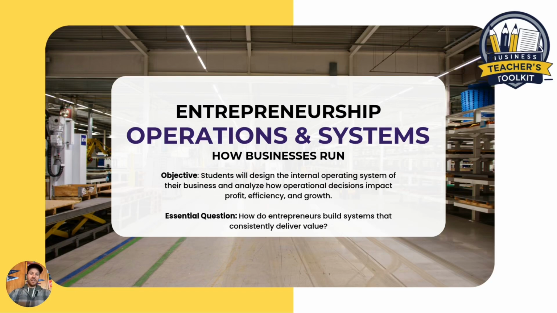This is Unit 7 of my Entrepreneurship series class. It's a full semester long. This particular unit is about operations and systems, and it's ultimately how business is run. The objective is as follows. Students will design the internal operating system of their business and analyze how operational decisions impact profit, efficiency, and growth.